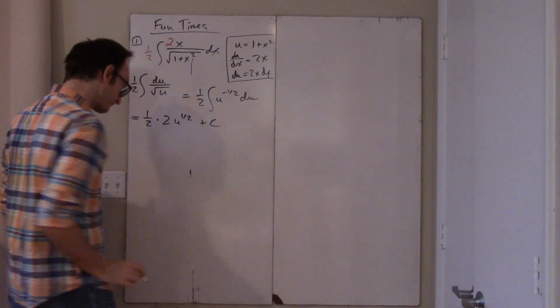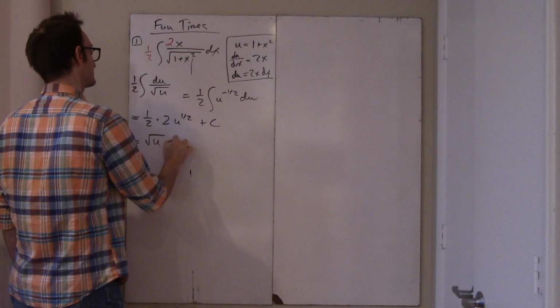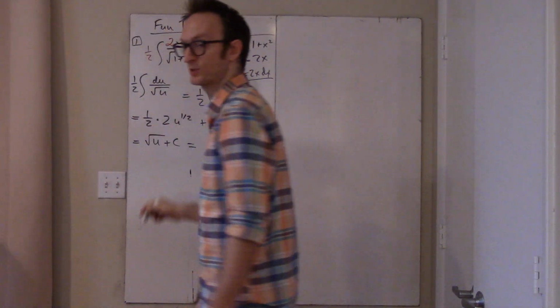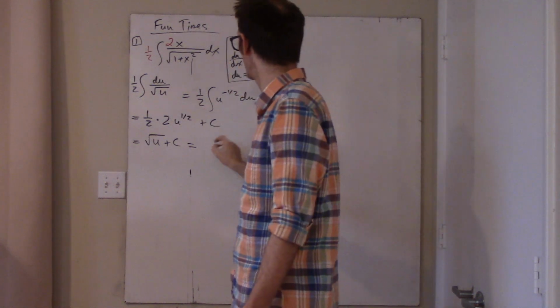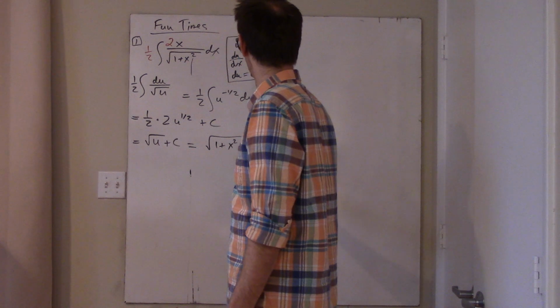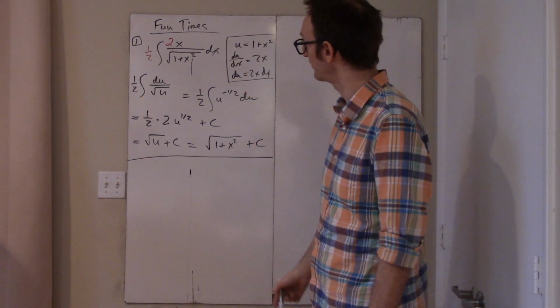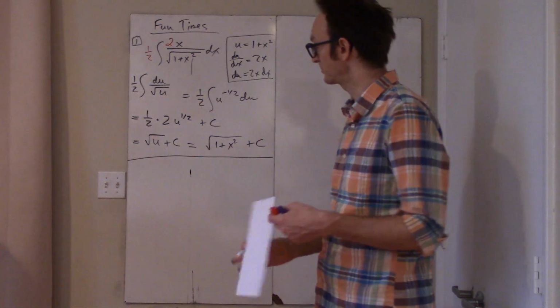plus c. And so this whole thing becomes just root u plus c, and then you always put your final answer back in the real variable, and so this becomes root(1 plus x squared) plus c. And you can just confirm via the chain rule that that is the right answer if you ever doubt yourself.